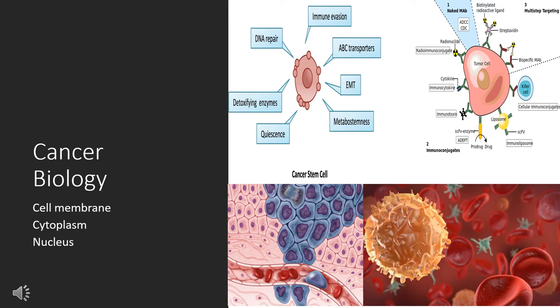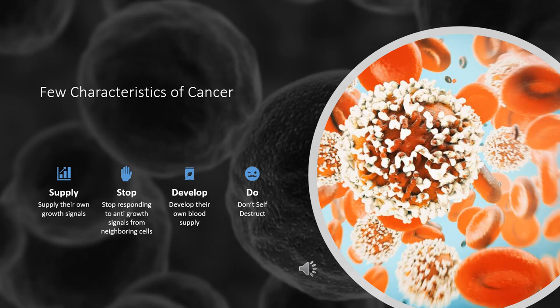Now we will talk further. Let us study a few characteristics of cancer. One is that they supply their own growth signal. Second is that they stop responding to anti-growth signals from neighboring cells. Third is that they develop their own blood supply. And fourth, they don't self-destruct. These are a few characteristics of cancer. Now let us study more about what exactly these terms mean.